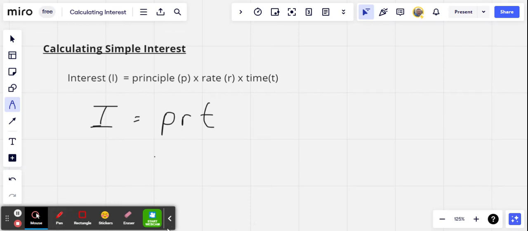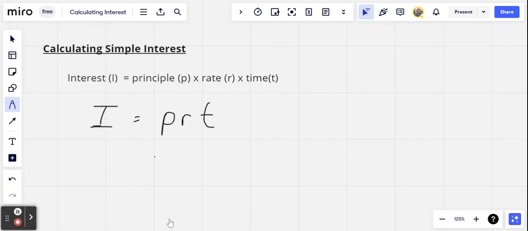All right, here's the next note in algebra. This is calculating simple interest. Like if you took money, put it in the bank, and they give you a certain interest rate, how much would you earn over a certain amount of time? It has a basic equation.